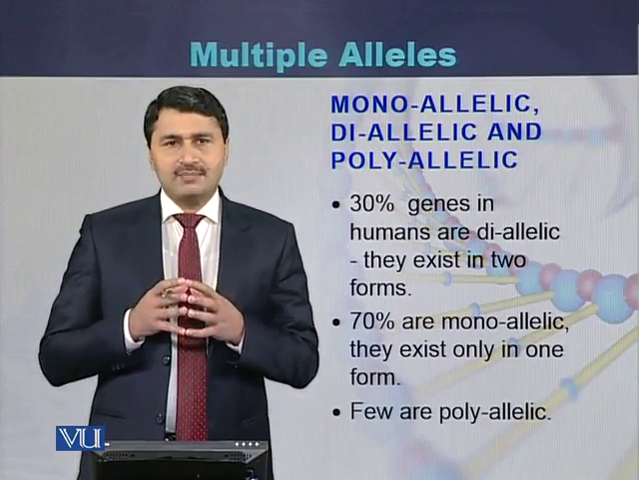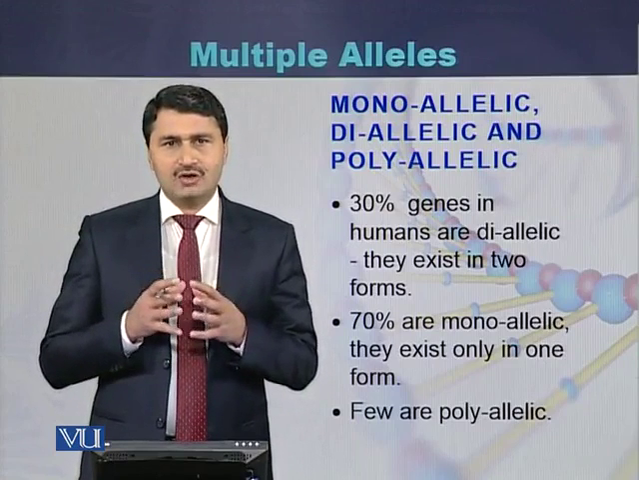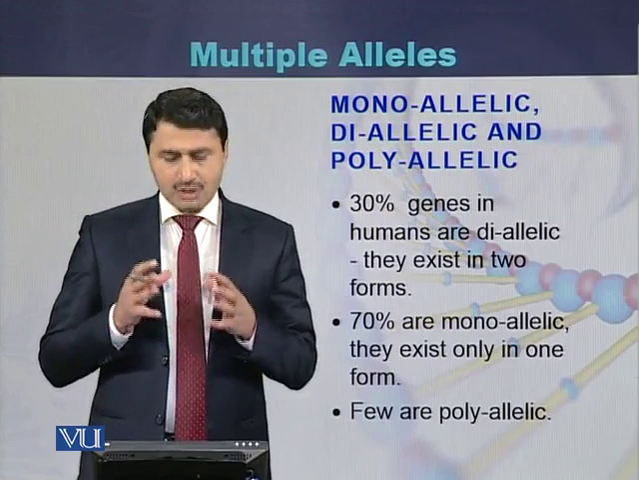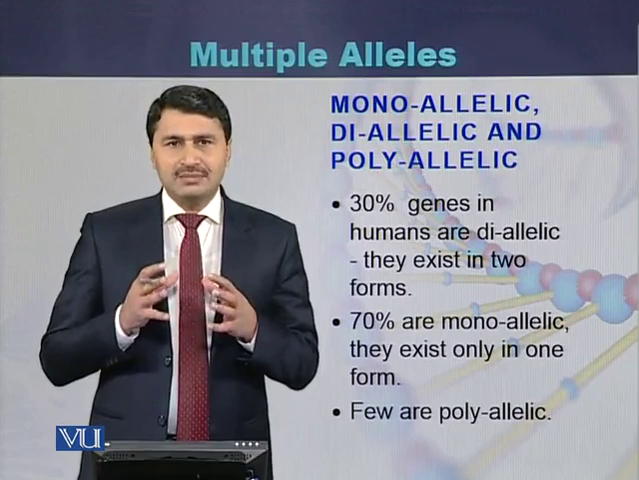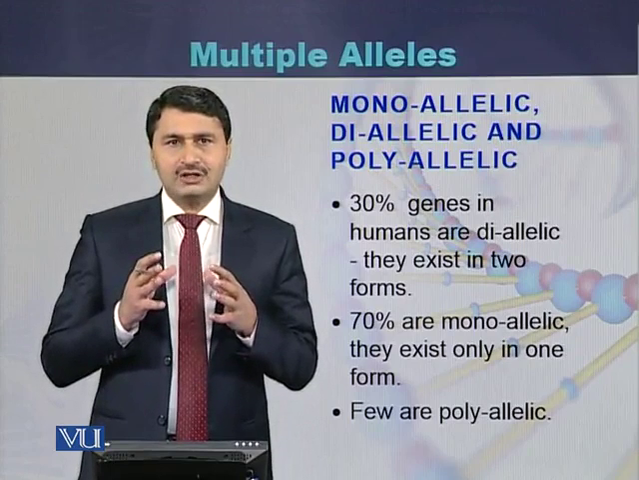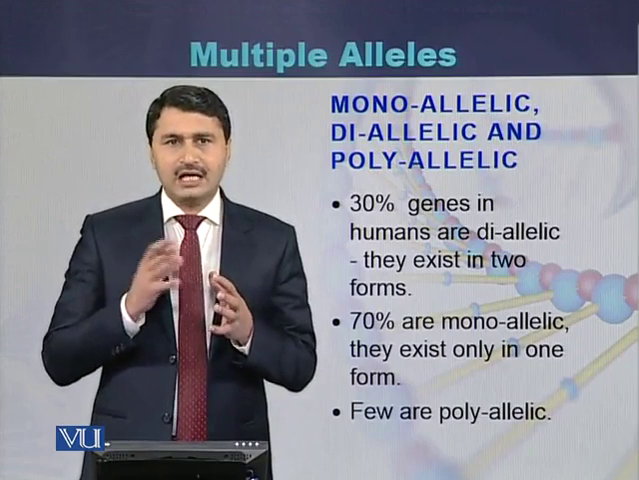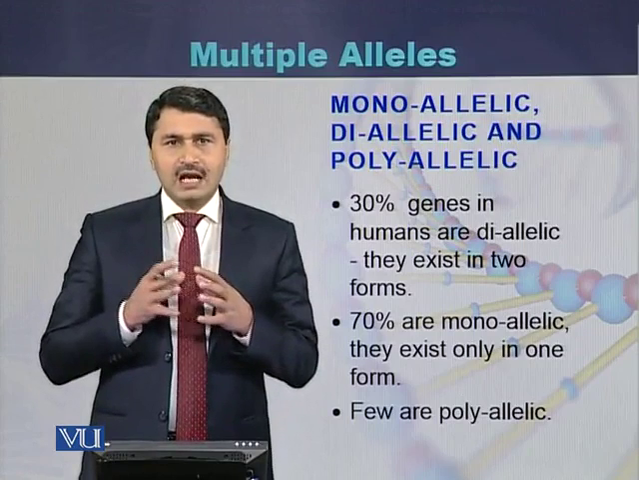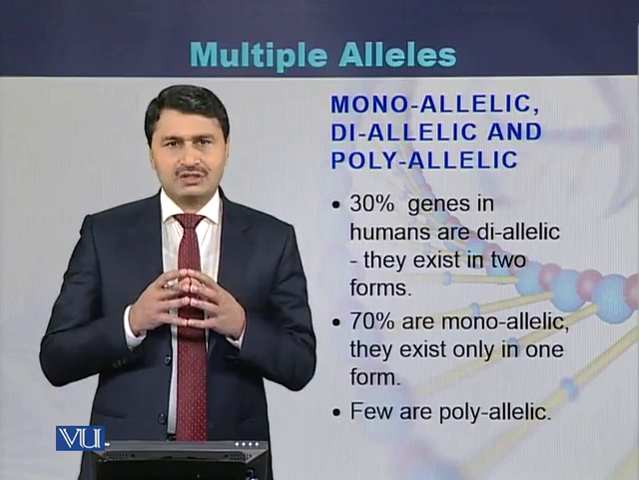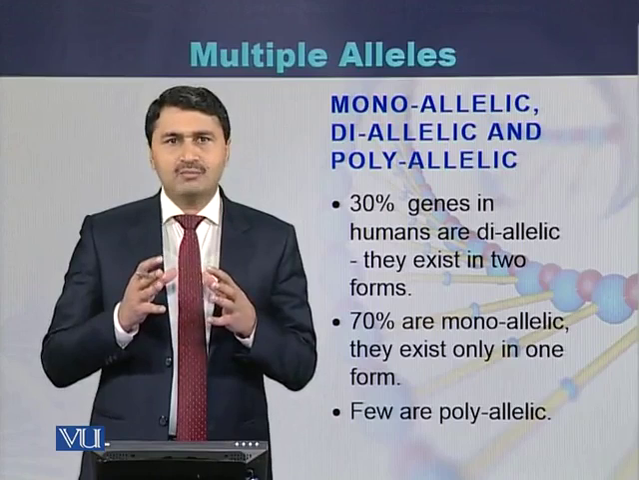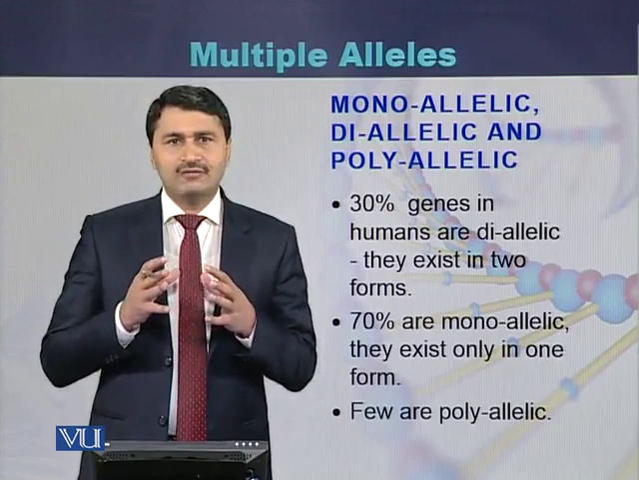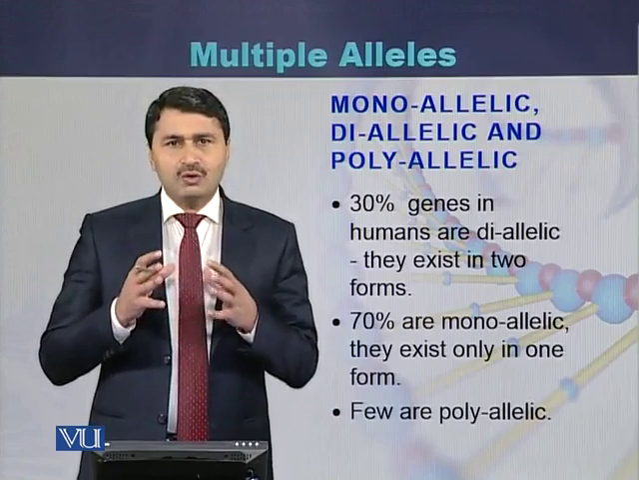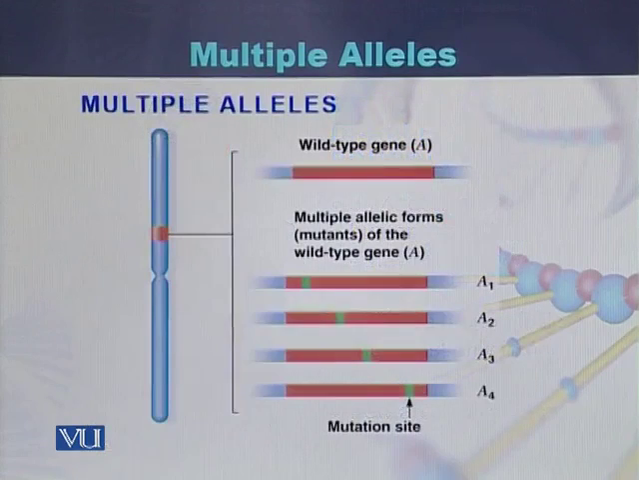If we take the example of humans, there are approximately 30% genes which are diallelic, meaning those genes contain two alleles, allele 1 and allele 2. But approximately 70% of the genes are monoallelic, meaning those genes contain only one allele, and a few are polyallelic in nature.